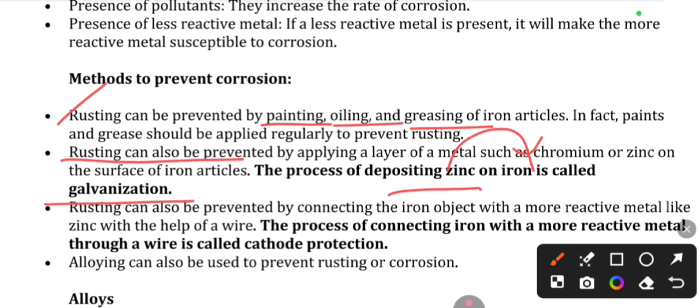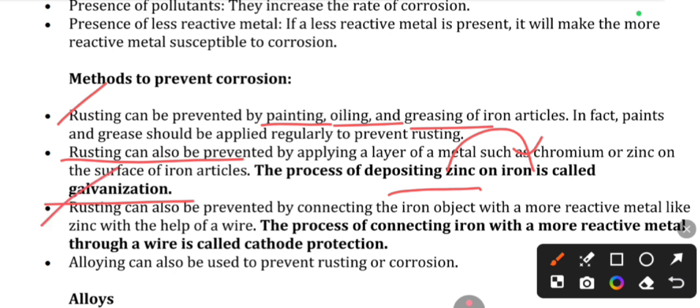In the board exam it is asked what is galvanization. You can write the definition: the process of depositing zinc on iron is called galvanization. They can ask like this: which element do you use for depositing on the surface of iron in the galvanization process? The answer will be zinc.